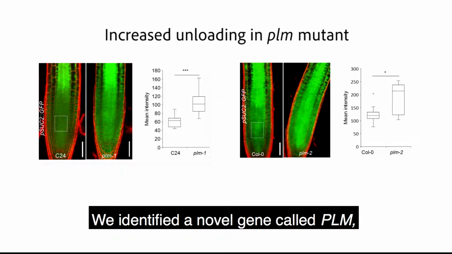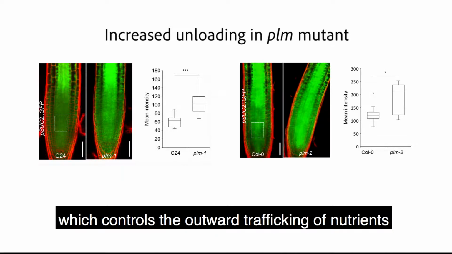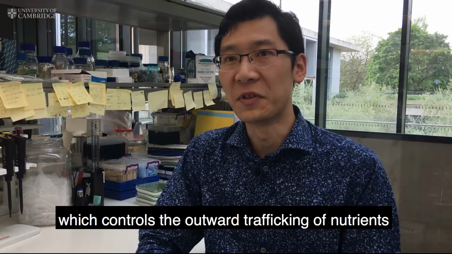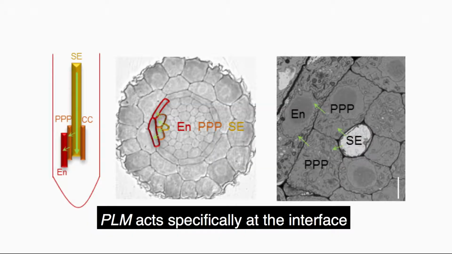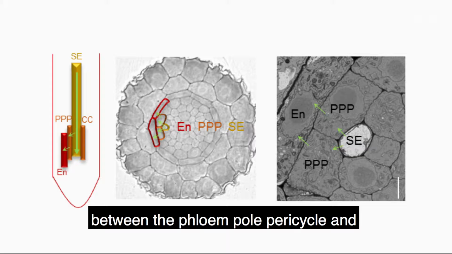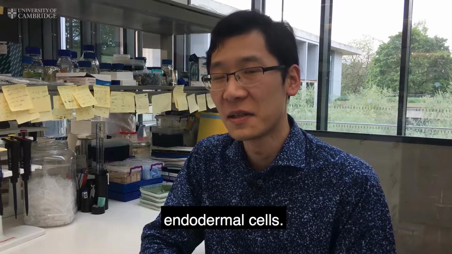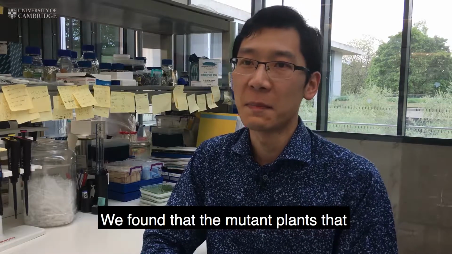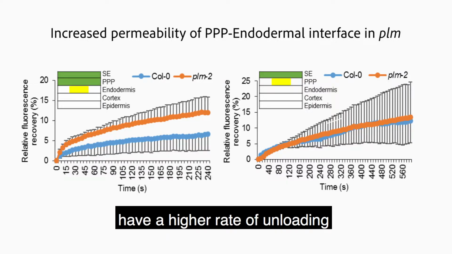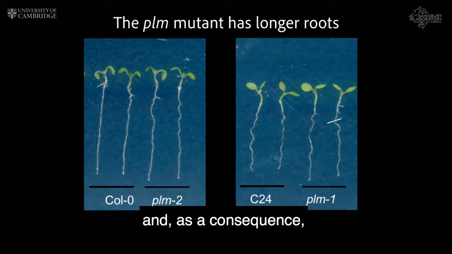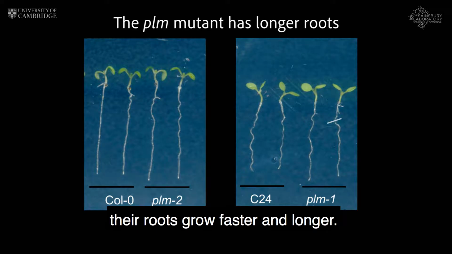We identified a novel gene called phloem, which controls the outward trafficking of nutrients from the vascular system to cells. Phloem acts specifically at the interface between the phloem pericycle and endodermal cells. We found that the mutant plants that are missing the phloem genes have a higher rate of unloading, and as a consequence, their roots grow faster and longer.